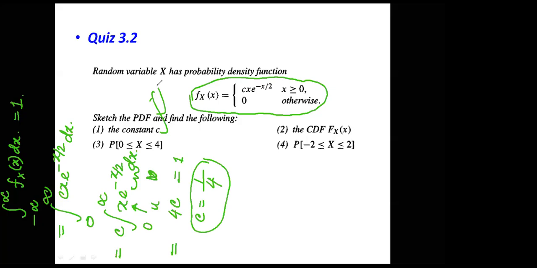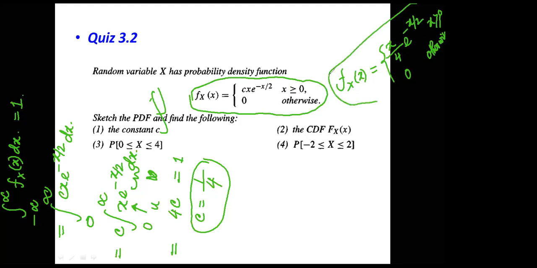Now this PDF becomes f_X(x) equals x by 4 e to the power minus x by 2, for x greater than or equal to 0, and 0 otherwise. So that is the PDF from our derivation.